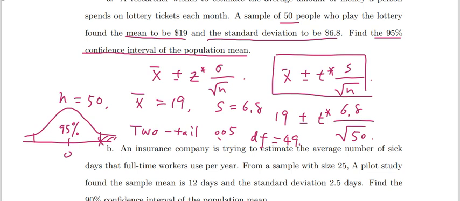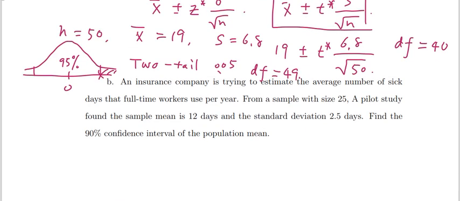But from the T table, there is no 49. So I think we just check 40, because the T table does not have 49 degrees. If we cannot find the exact one, we just find the closest one. It's always like that. So then such a problem is easy.